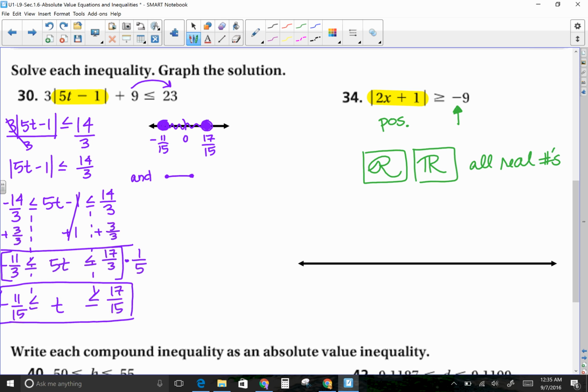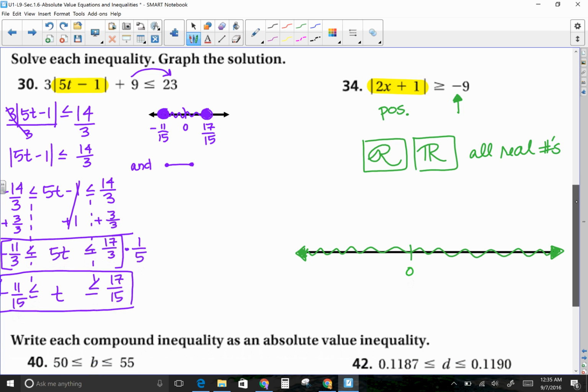How do you graph all real numbers? Put a 0 on your number line. You would leave it like that if it was no solution. But since it's all real numbers, it's everything on that number line. So I'm going to put an arrow on both ends because I'm telling you that I know it goes on forever and ever. And then I shade everything in between. So that's the graph of all real numbers.